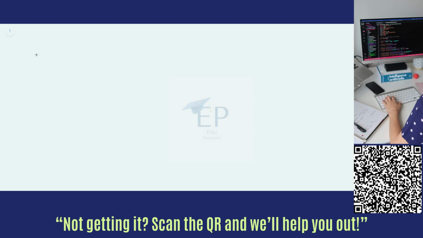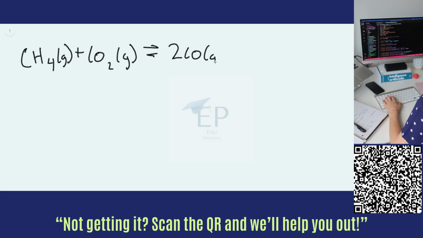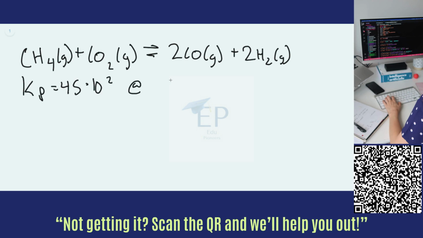So for this problem, we are given the equation CH4 gas plus CO2 gas reversibly reacts to form 2CO gas plus 2H2 gas. And we have a Kp of 45 times 10 to the second at 825 Kelvin.